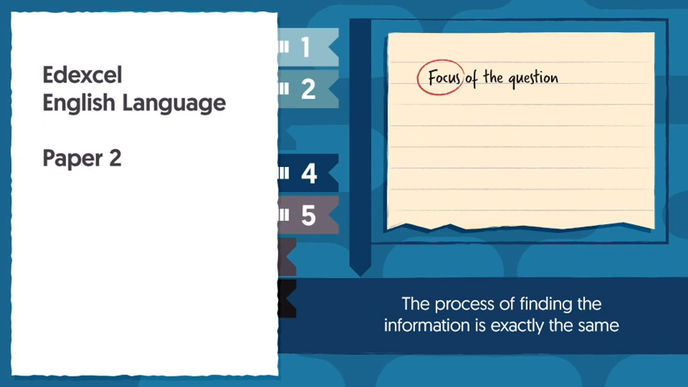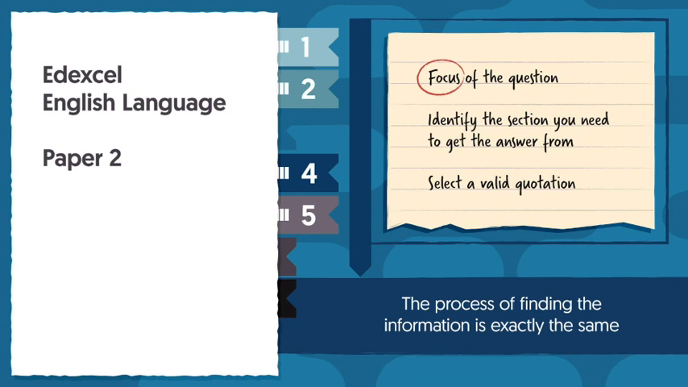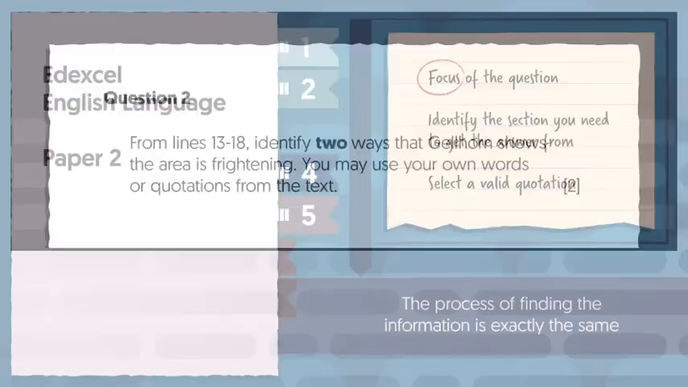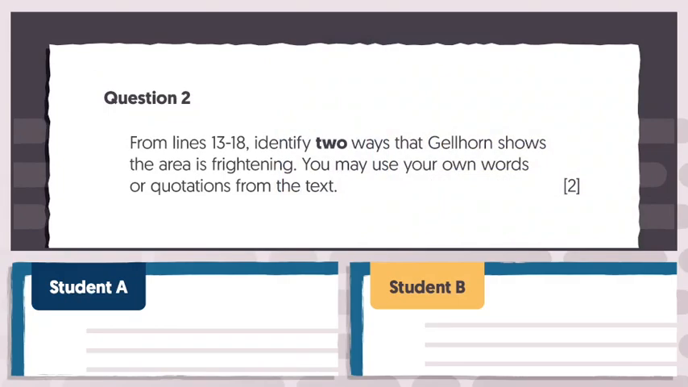You should circle the focus of the question, identify the section of the text you need to get the answer from, and then select a valid quotation that answers the question. As all of the questions require the same skill, we're only going to look at student responses to question 2.